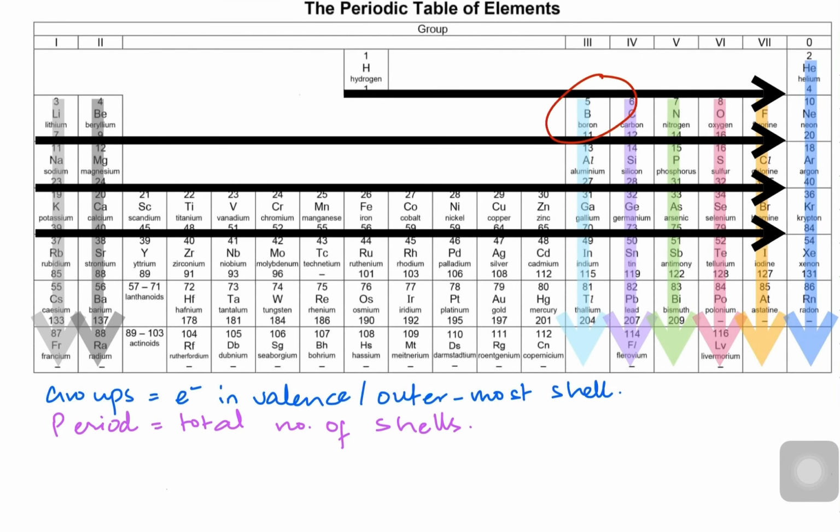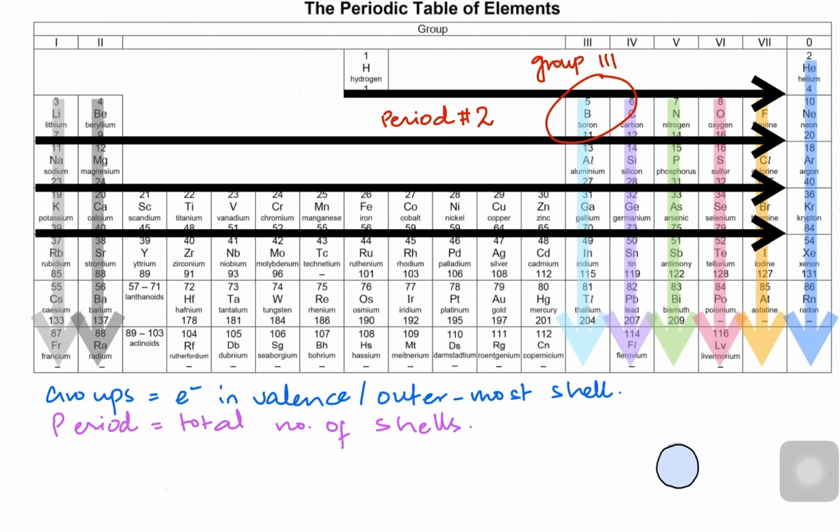Let's take an example. Let's pick boron, which has the atomic number of 5. It belongs to group number 3, and when you count, it's period number 2. So technically boron should have 3 electrons in the last shell because group number is 3, and boron should have 2 shells because period number 2.